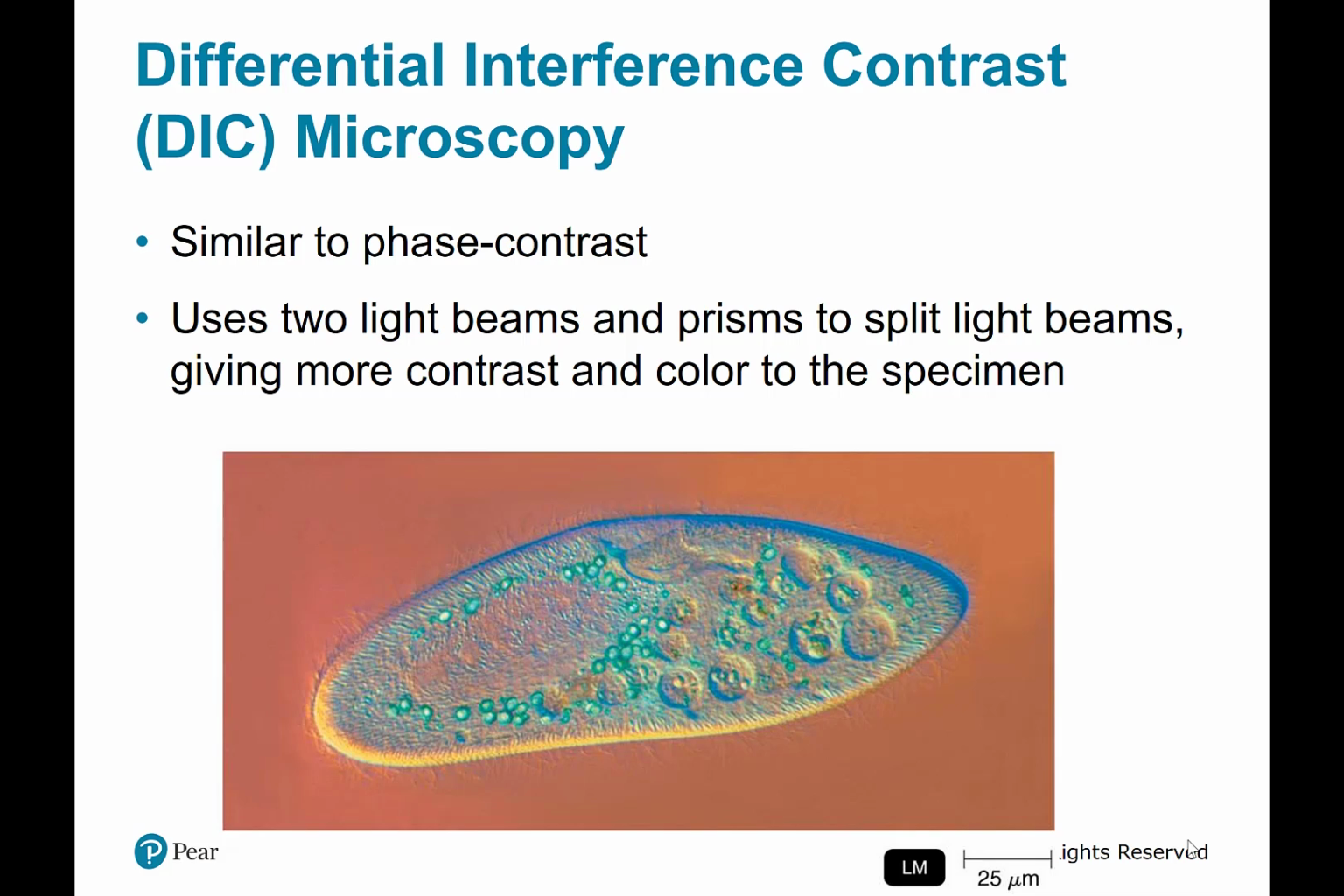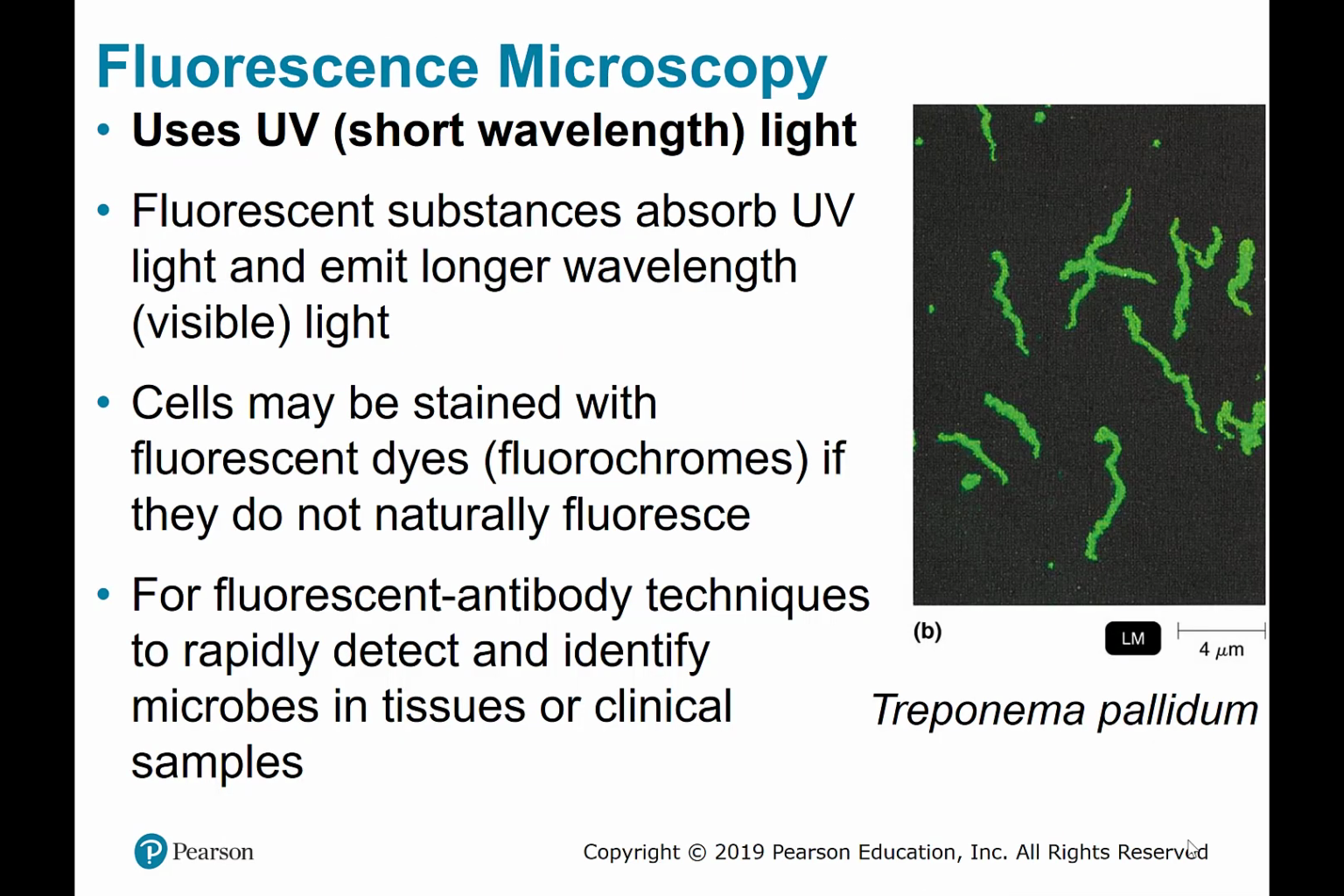A really important type of microscopy is fluorescence microscopy, and with this type of microscope you're going to use UV light, and UV light has a shorter wavelength than visible light, which would allow you to have better resolving power. And a substance that is fluorescent is able to absorb UV light and will then emit visible light. Visible light has a longer wavelength. You cannot see UV light, but you can see visible light.